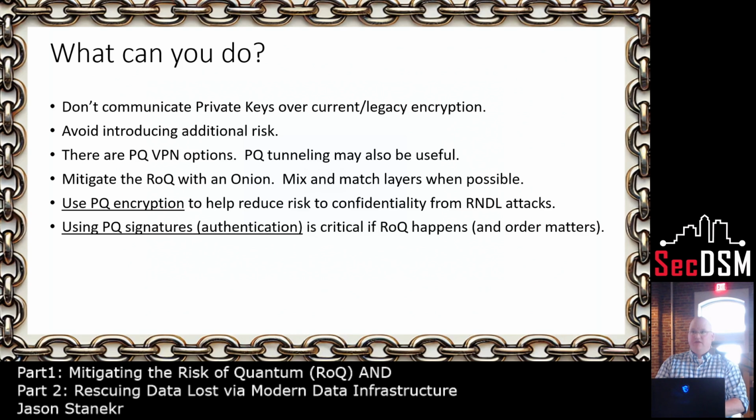Obviously don't want to introduce any availability risk, but if you have important data, and not everybody will have important data that might be useful into the future, but if you do, use post-quantum encryption to help reduce that confidentiality risk for record now, decrypt later. And remember that if you do take a step in that direction using post-quantum encryption, but not post-quantum digital signatures, you'll need to make an additional change at some point in the future as well.